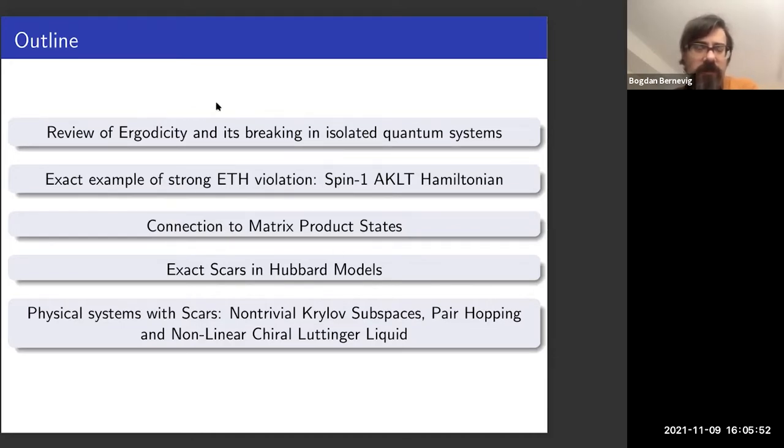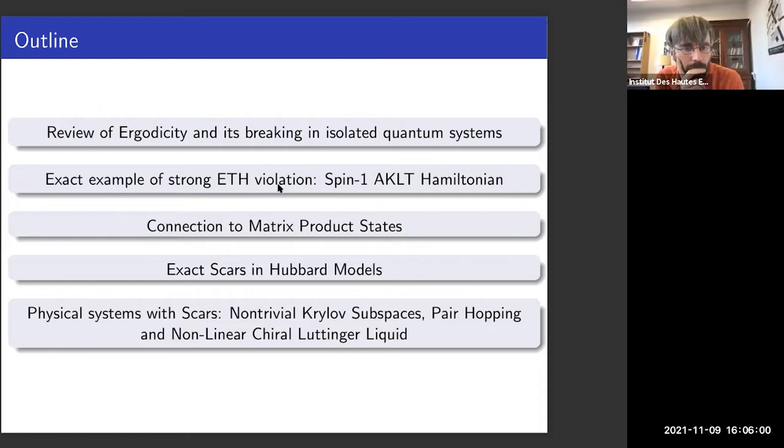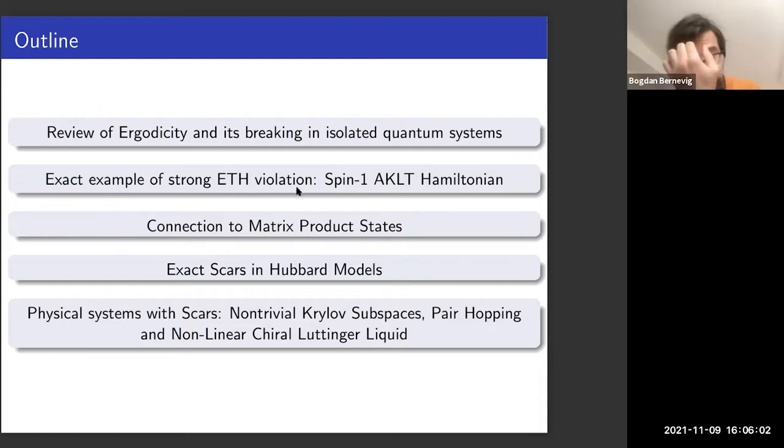And this is the outline of the talk. I'll basically be presenting the first exact model where the strong ETH violation was observed, and then connected to what's later known as scars. And then I'll be presenting a lot of other systems where scars exist.